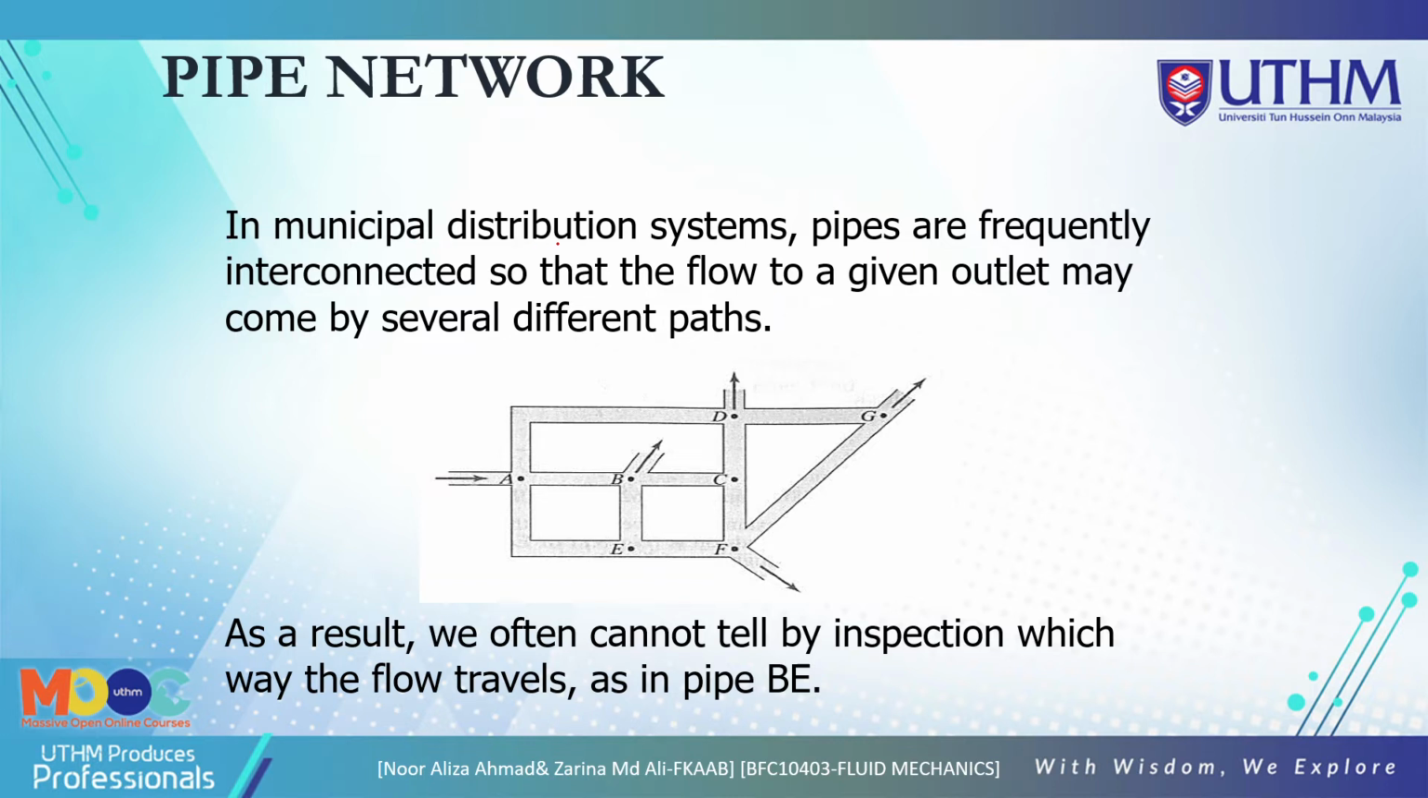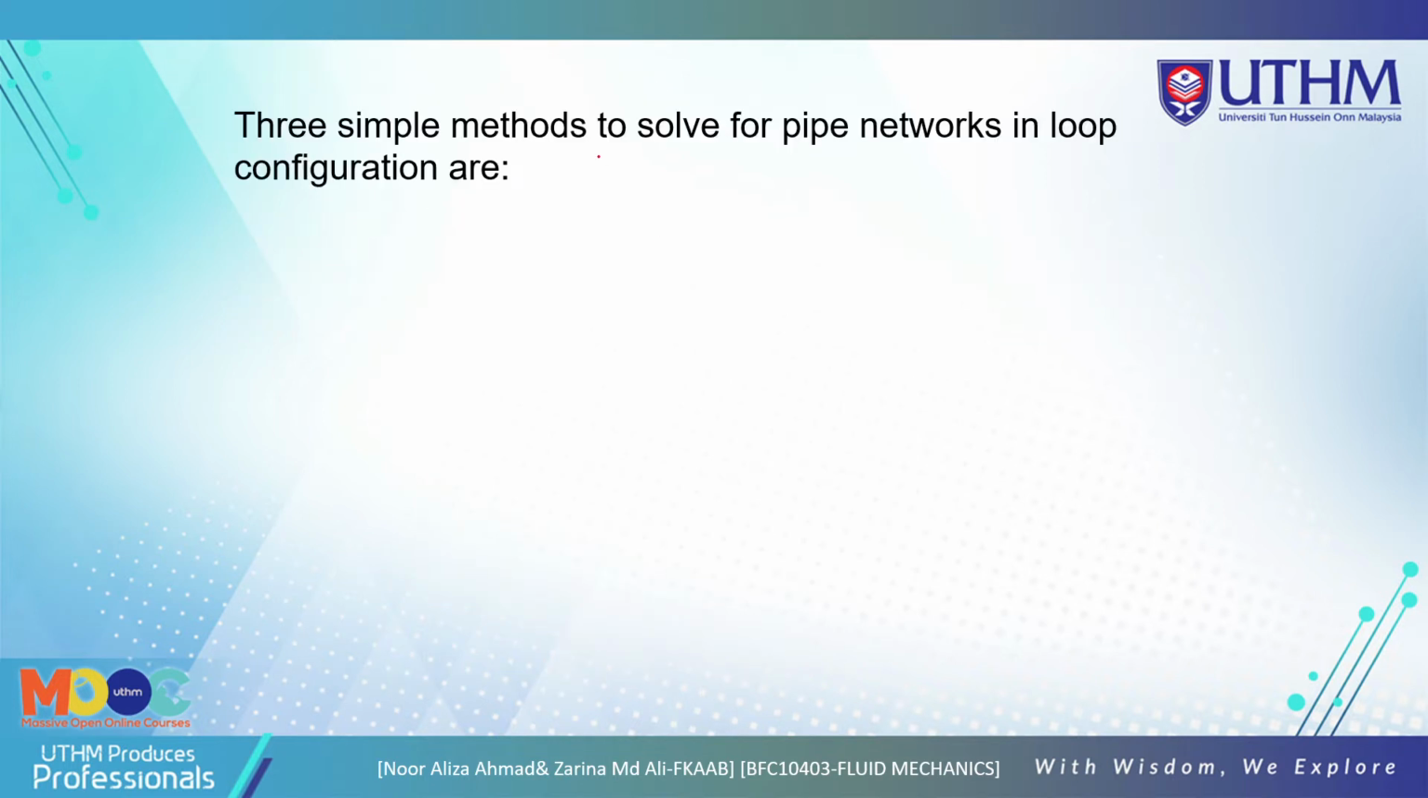In a municipal distribution system, pipes are frequently interconnected so that the flow to a given outlet may come by several different paths. As a result, we often cannot tell by inspection which way the flow travels, as in pipe BC. So the flow starts from A, goes to D here, and also goes to B here, and also to E and F, C and G here. So this is called a pipe network, based on the distribution system.